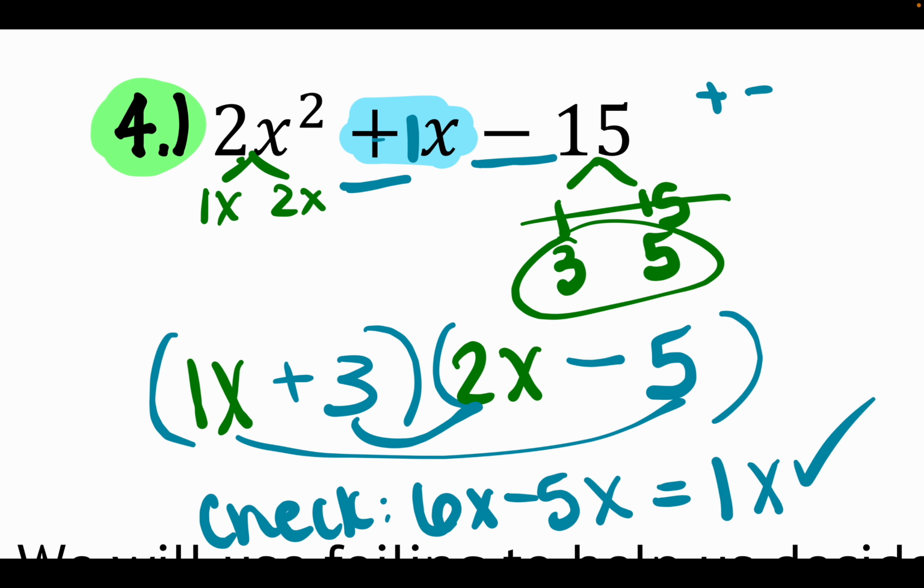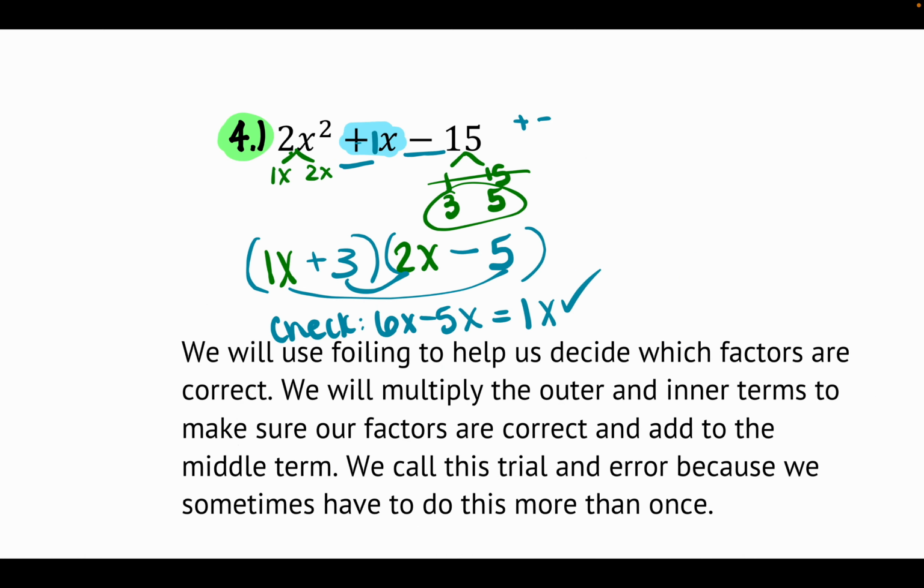So we are golden. If we ever added these together and we got a negative 1x, that means we just need to flip the signs. So if you ever get something and you're so close to your answer, just flip the signs and you'll get the right thing. Okay, flip the page.